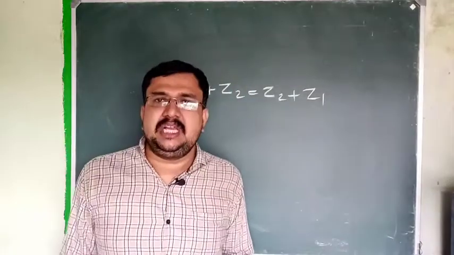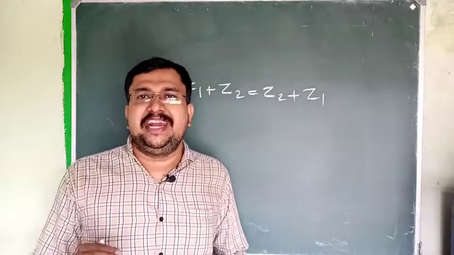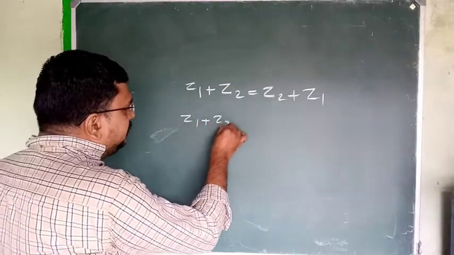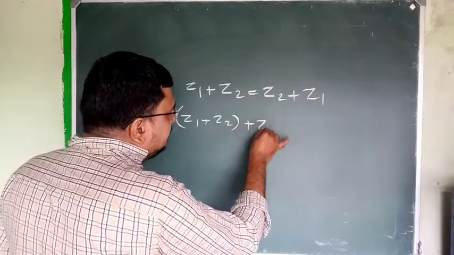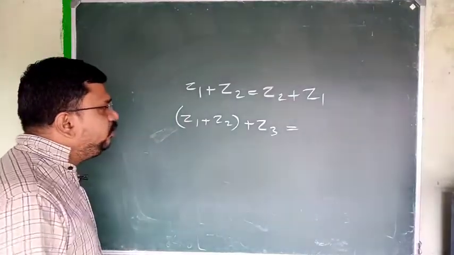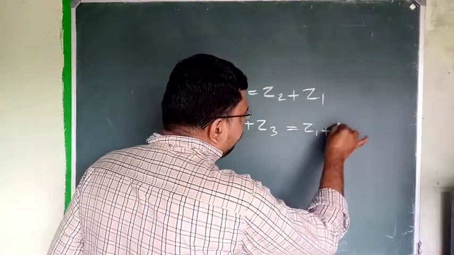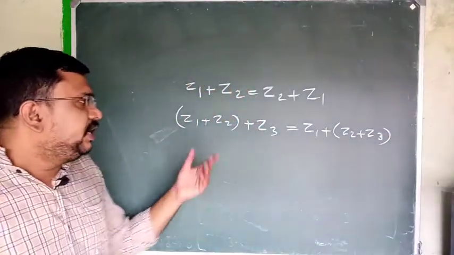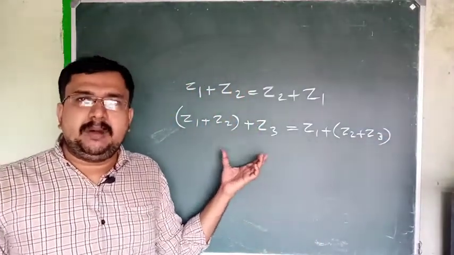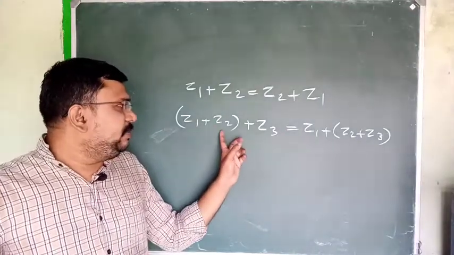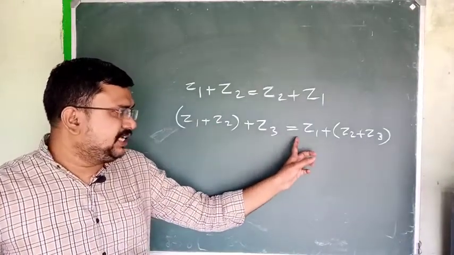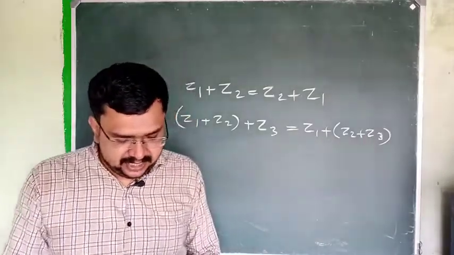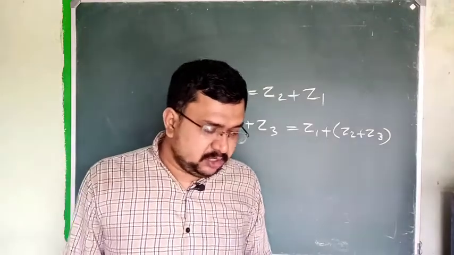And another one is the associative law. For any three complex numbers z1, z2, z3, z1 plus z2 plus z3 is equal to z1 plus z2 plus z3, with the grouping not affecting the result. That is the associative law.